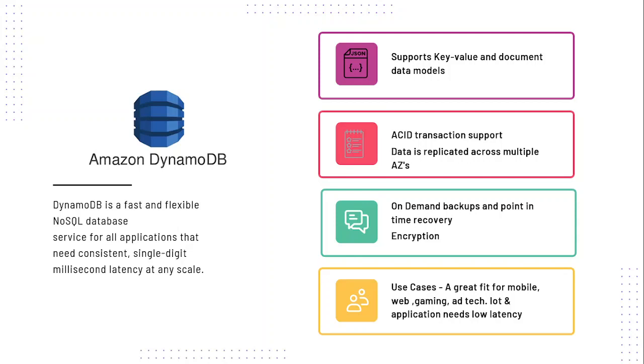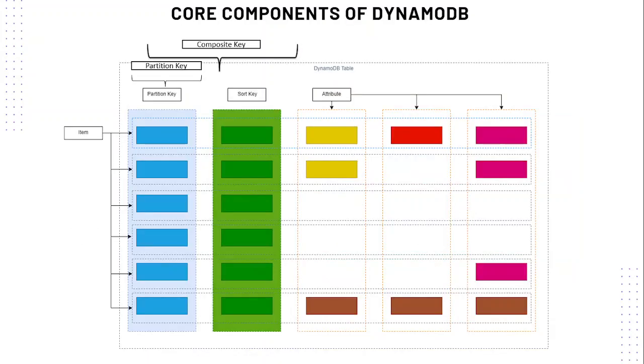Now, let's look into the core components of DynamoDB. If we look at this image on screen, here we see 6-7 items. The first one is the DynamoDB table. The second one is the item, then attribute. And then we see a composite key, partition key, and sort key. So we'll start with the table.